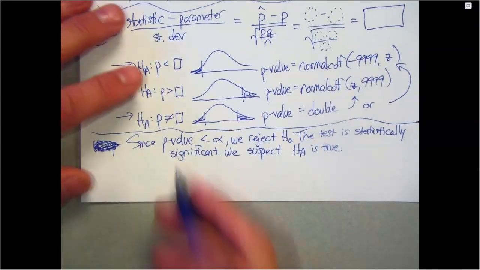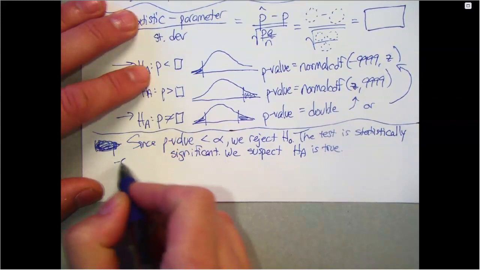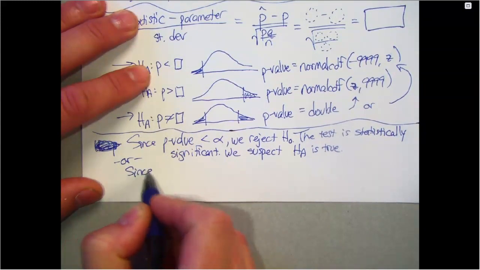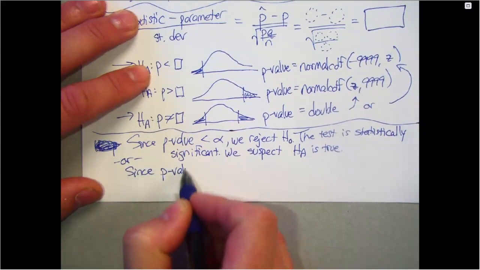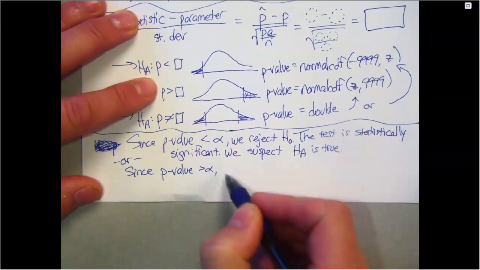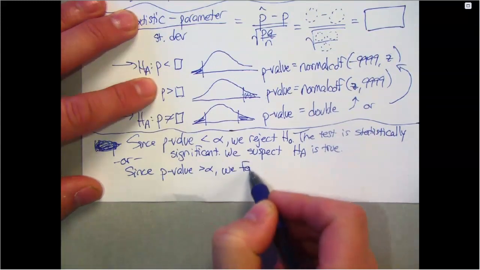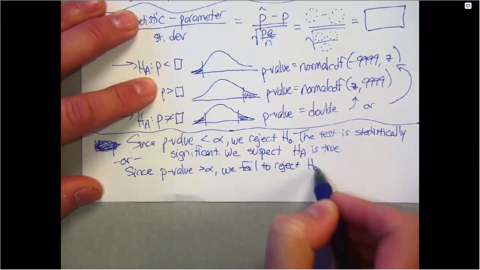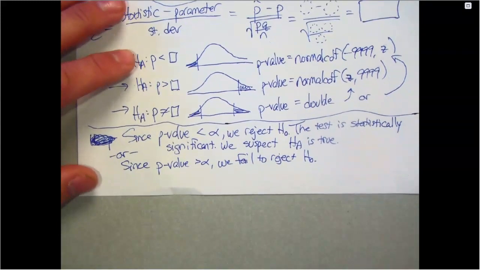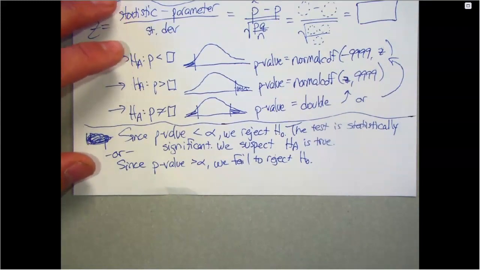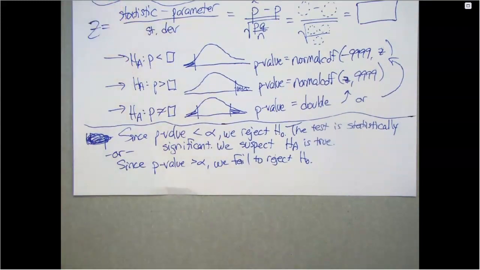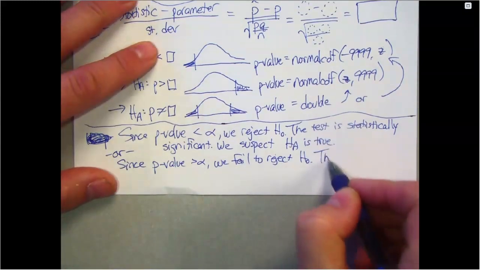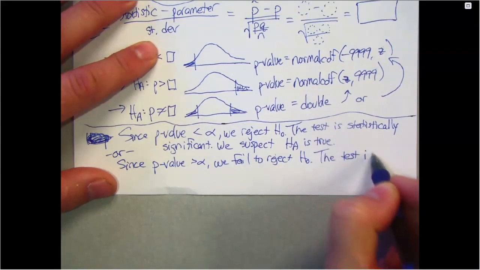All right, so the other possibility: since the p-value is greater than alpha, we fail to reject H naught. Remember, we're not accepting it. I just can't call you a liar. I didn't confirm what you said, but at least you're close enough that I can't call BS on it. So then the test is not statistically significant.